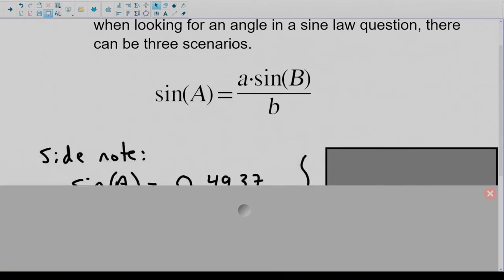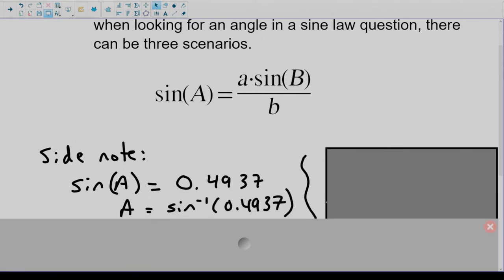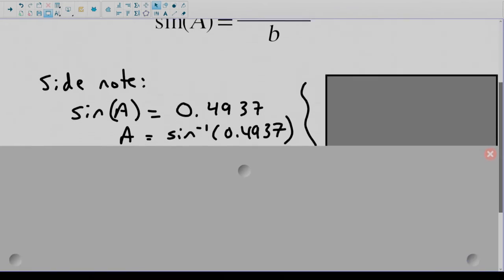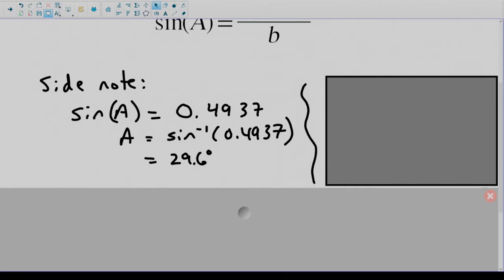Now, I have to make a little side note here. What is the issue with sine A when we're looking for angles? Well, let's just look at the pure math here. If sine A was equal to a number like 0.4937, we would arc sine that to try to find the answer, right? Now the arc sine of 0.4937 would give us 29.6. So we would have a solution.